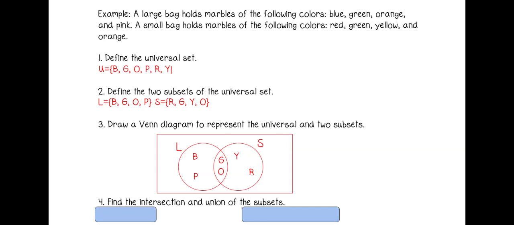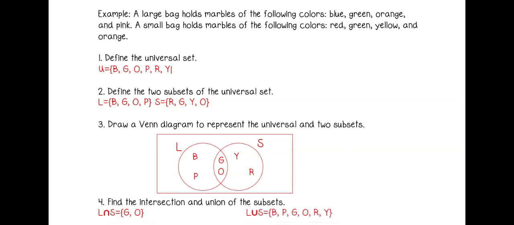It says find the intersection and the union of the subsets. So the intersection is going to be what is in L and S. I think about this as inclusive, like it's in L and in S. It is in the intersection of the two circles. So what is overlapping in L and S?